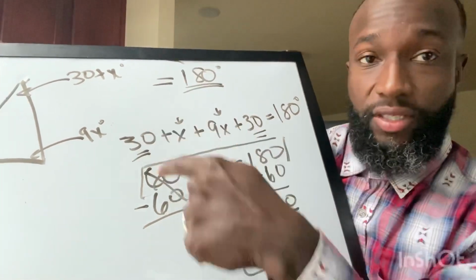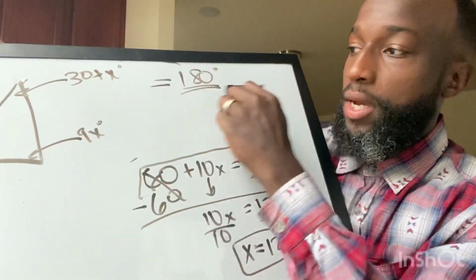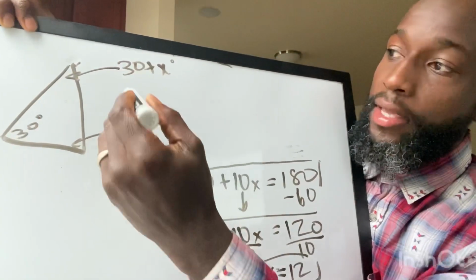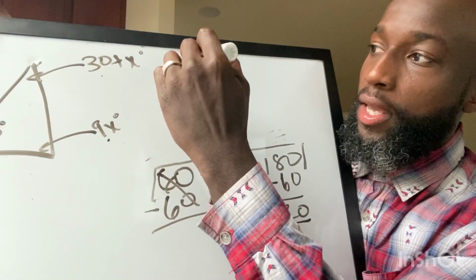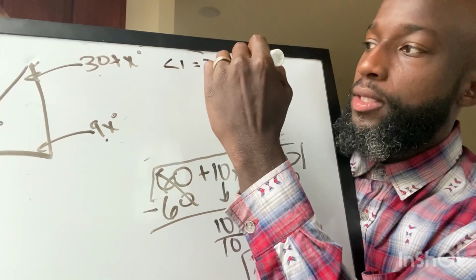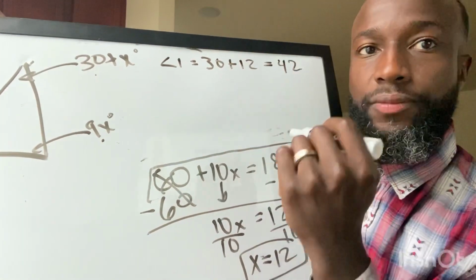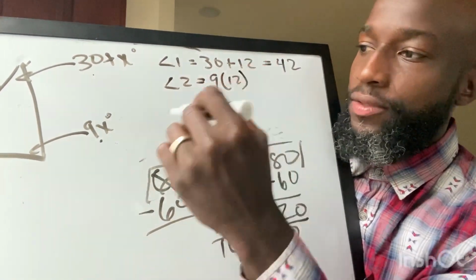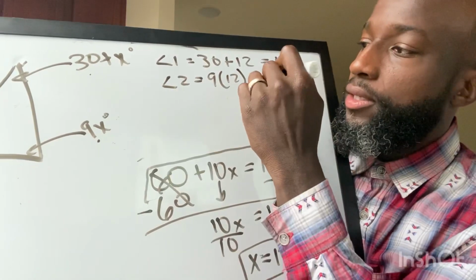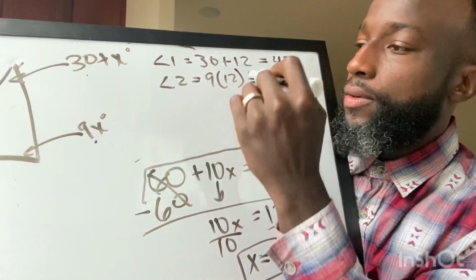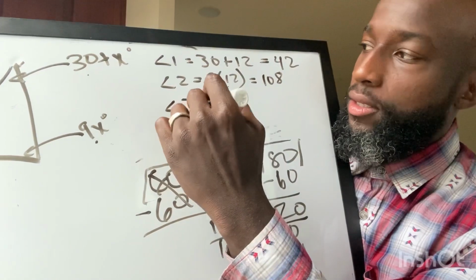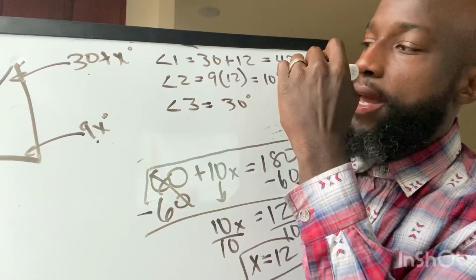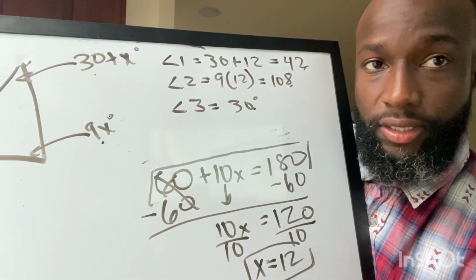We're going to go and revisit this angle here. So you got angle 1, 2, and 3. Angle 1 is going to be 30 plus 12, which is 42. Angle 2 is going to be 9 times 12. You substitute 12 in for x, and that's going to give you 108. And then angle 3 is 30 degrees. So if you add all of these angles together, you'll get a sum of 180 degrees.